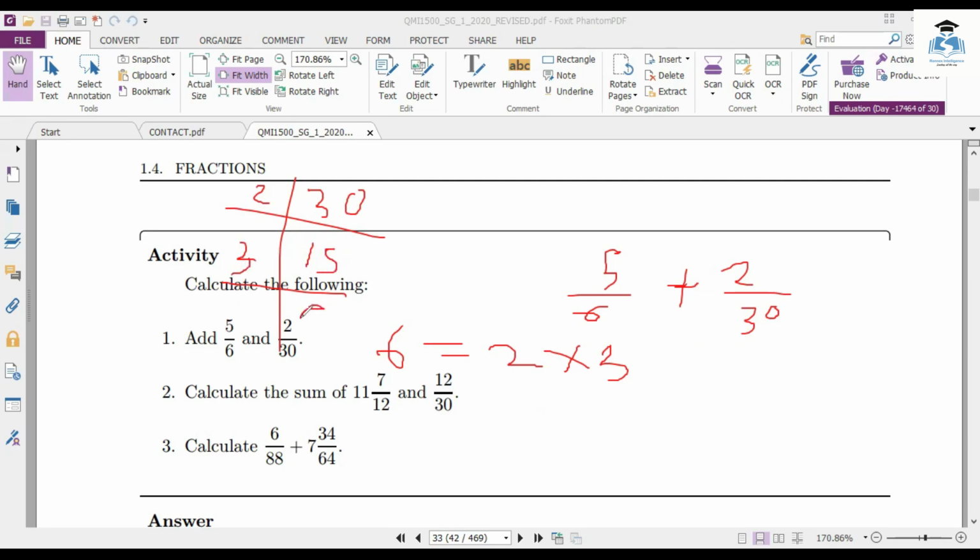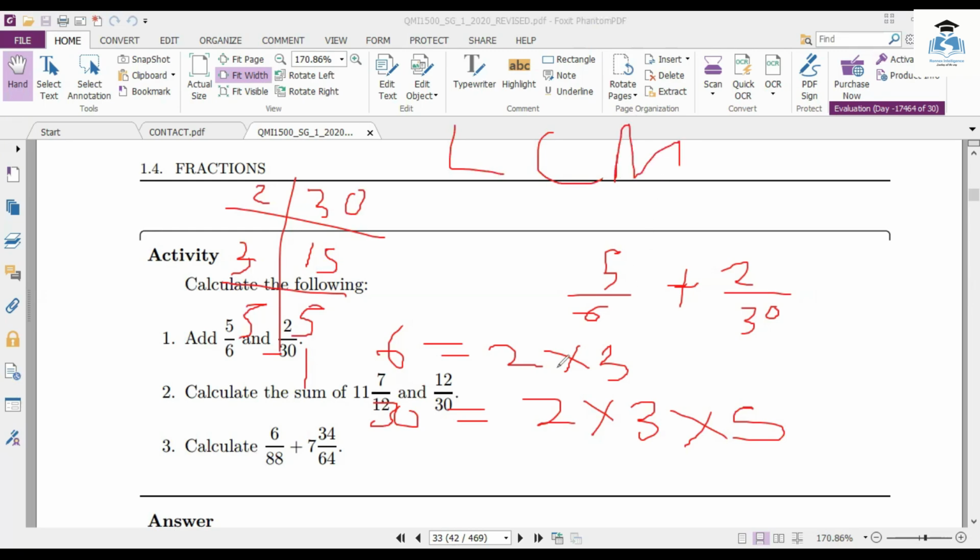3 into 15, 5. 5 into 5, 1. So for 30, we've got 2 times 3 times 5. When we are looking for the lowest common multiple, if we take this one and this one, we consider it as 1. So it's 2 times this one and this one. We consider it as 1 times.